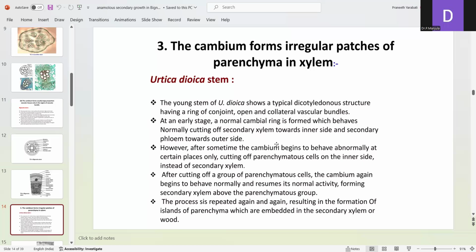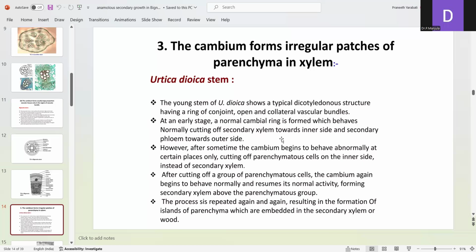So here in Urtica dioica, the cambial ring behaves normally, producing the secondary xylem towards the inner side and secondary phloem towards the outside. But after some time, at places where it was producing secondary xylem, it produces parenchymatous cells instead.